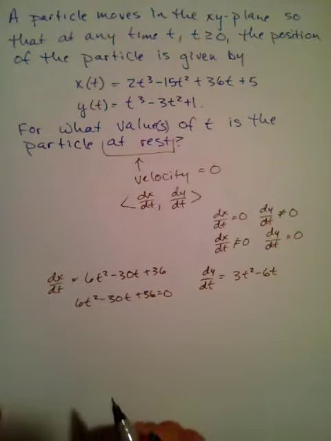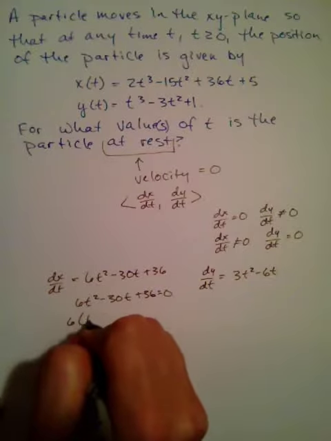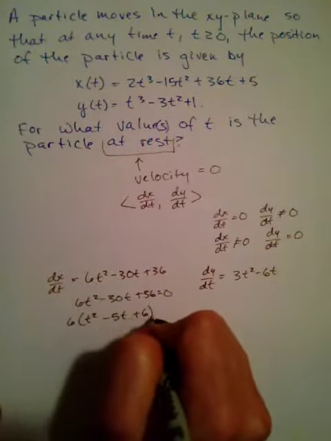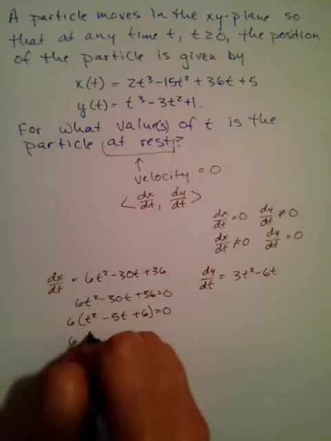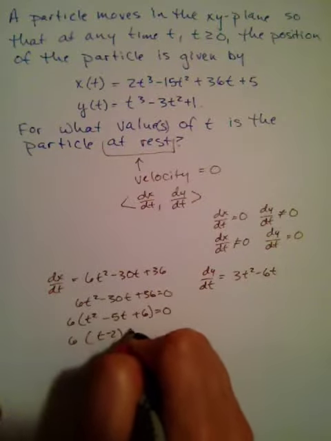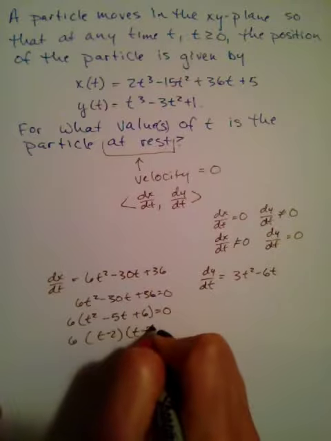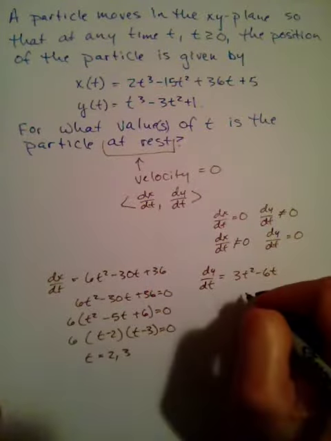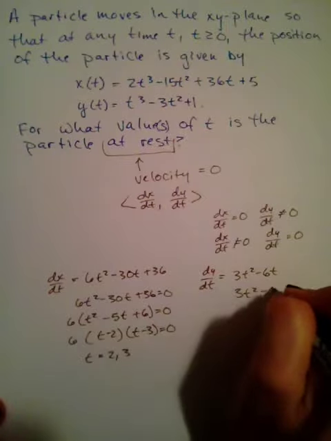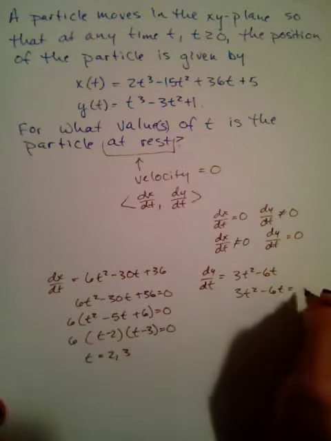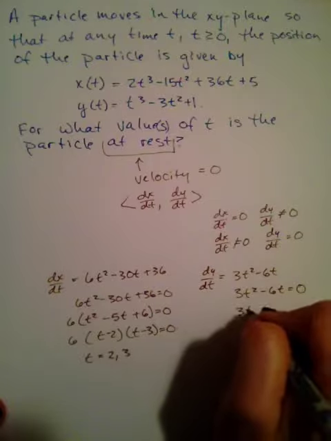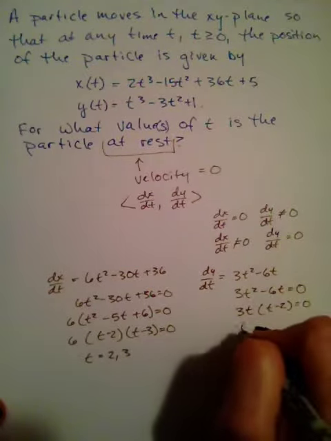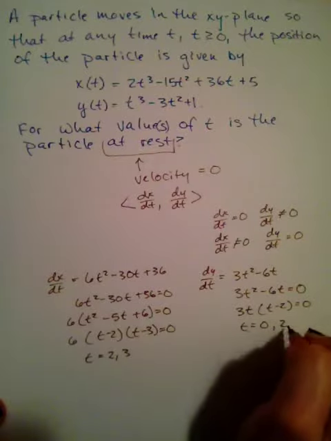For this first equation, we'll factor out a 6. We're left with t^2 - 5t + 6. So that's 6 times (t - 2)(t - 3). So our t values are 2 and 3. For this equation, when we set it equal to 0, our common factor is actually a 3t. We'll pull out a 3t and we're left with t - 2. So t equals 0 and 2.